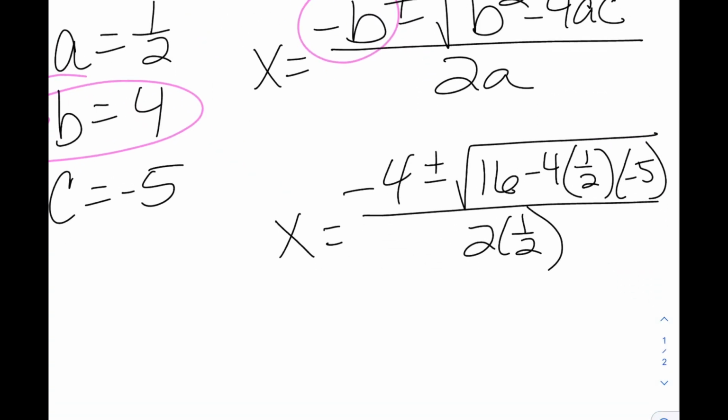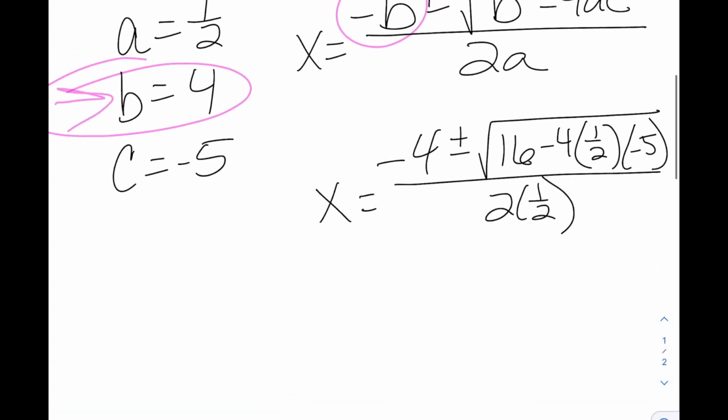Now we're going to simplify. I'm going to do everything inside of the square root. B squared minus 4ac is called the discriminant. And the discriminant tells us how many answers we will have, how many solutions. A parabola doesn't have to have any solutions. It may never touch the x-axis. But if the discriminant is positive, it will have 2 answers.